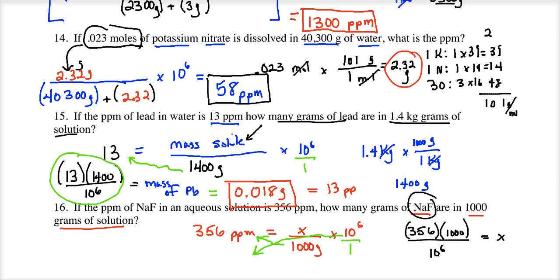So let's put that in our calculator. 356 times 1,000 divided by a million. And I get a small number, which I expect because 356 parts per million is a small value. Okay, part per million is part per million. Makes sense that the mass would be small. And I get 0.356 grams of my NaF. That is a small value. And again, parts per million are used for dilute solutions.